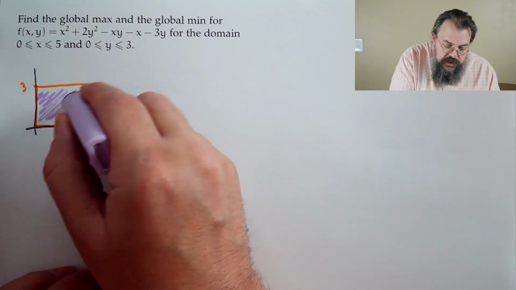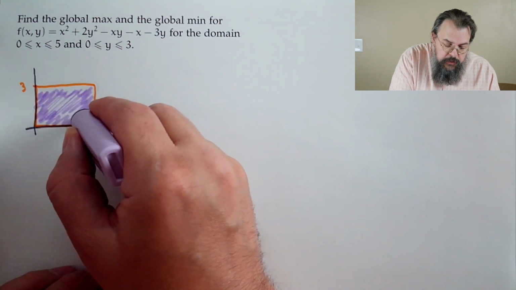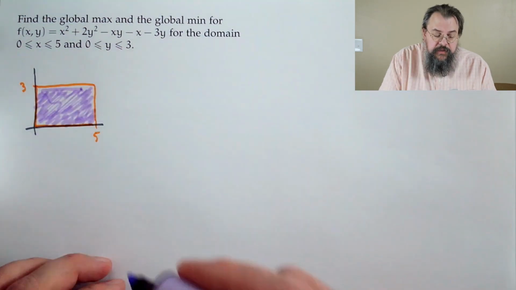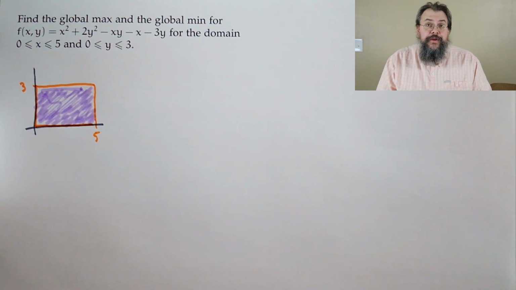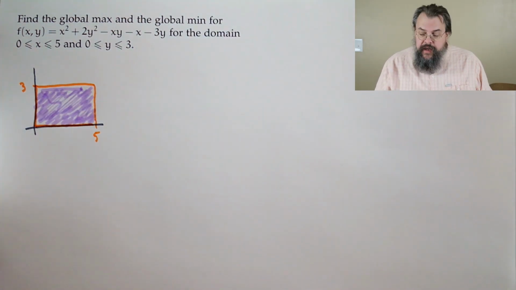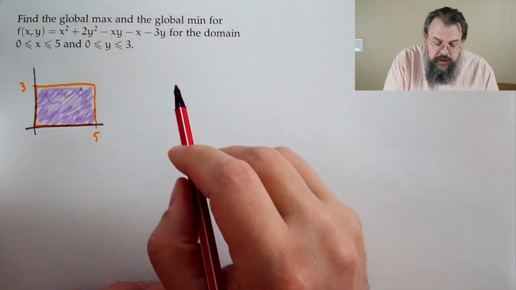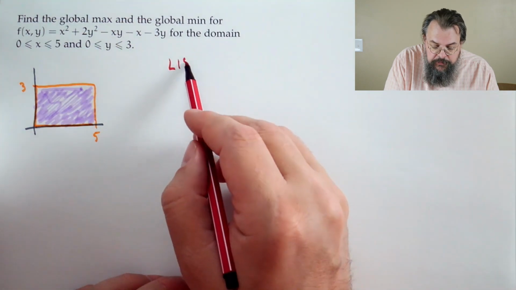So what's the procedure? Well, our procedure is we need to make a list of points. What are the good points? In other words, the points where we might have a max or a min. So, well, we're going to end up with a list. We'll make our list here.